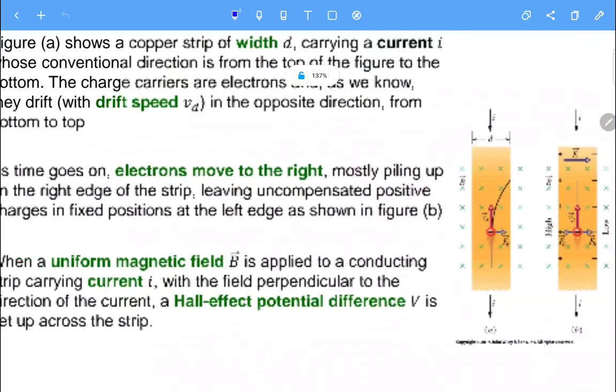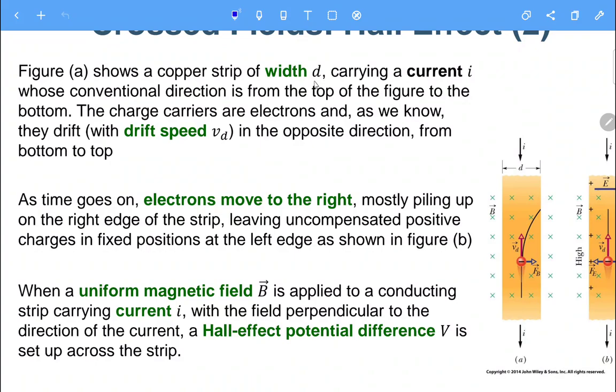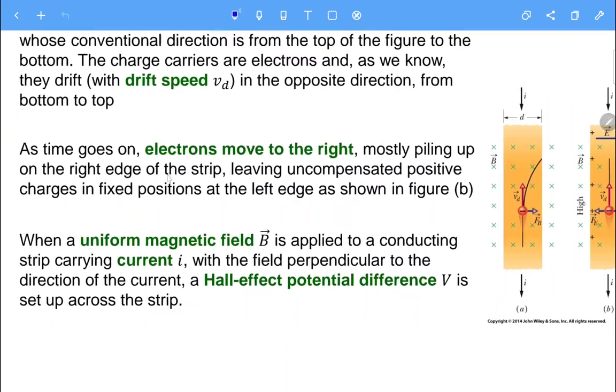So here let's see this figure. It says figure A shows a copper strip with width d carrying a current i, whose conventional direction is from the top of the figure to the bottom. So here we still use the conventional definition for the current. We assume there is a current going from top to bottom. There may be positive charge going from top to bottom or negative charge going from bottom to top. Here the charge carriers are electrons, and as we know, they drift with drift speed vd in the opposite direction, from the bottom to top. Of course, we know that now.